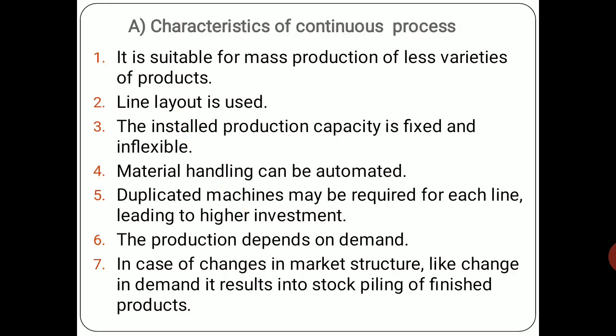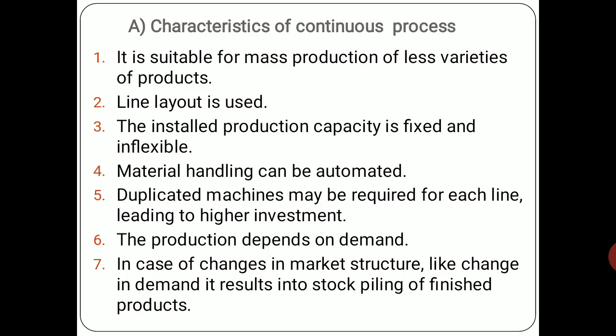We are moving towards the characteristics. It is most suitable for mass production, that means less variety of the product, where you have standardized production. This is the most obvious production process. Next comes up is line layout is used.